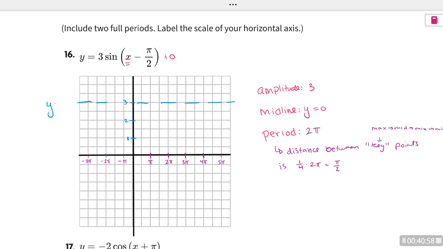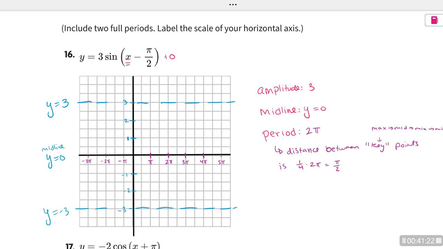So up 3, so y equals 3. And let's count 1, 2, 3. I certainly don't need to space it out this much, but why not use the space we have provided? So y equals negative 3, and our midline is at y equals 0.